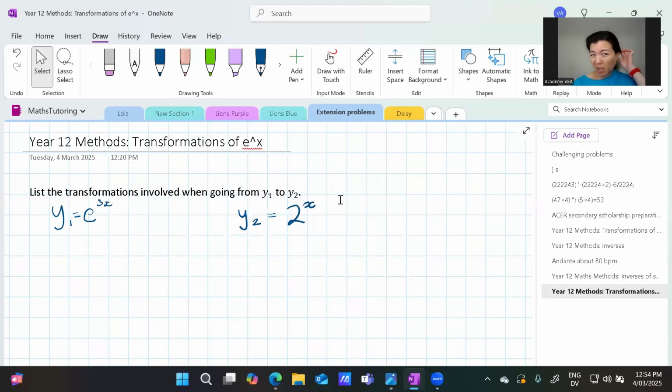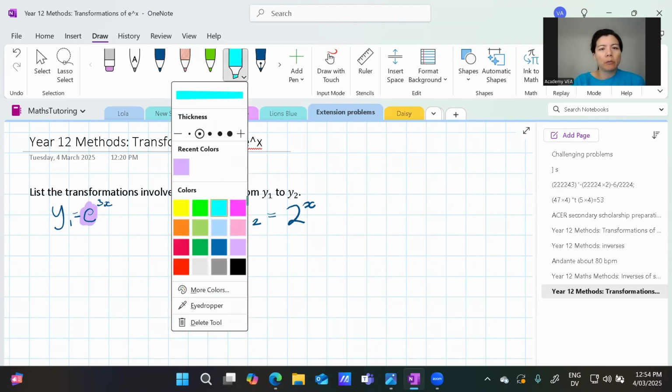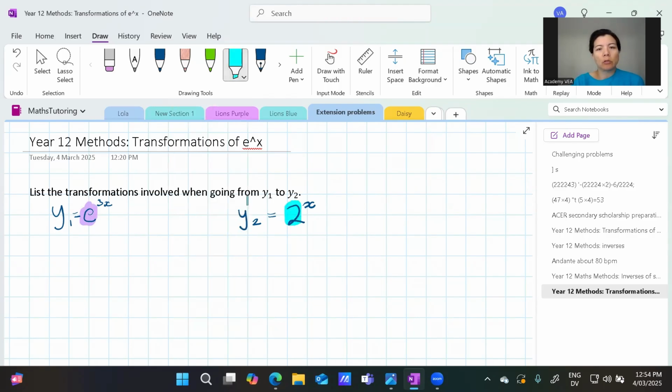Today, we are looking at transformations of e to the x. And most of the time, if you have the same base, transformations are pretty easy. However, today you have a different base, and so we're going to show you the shortcut of how to change from e to 2 or vice versa.